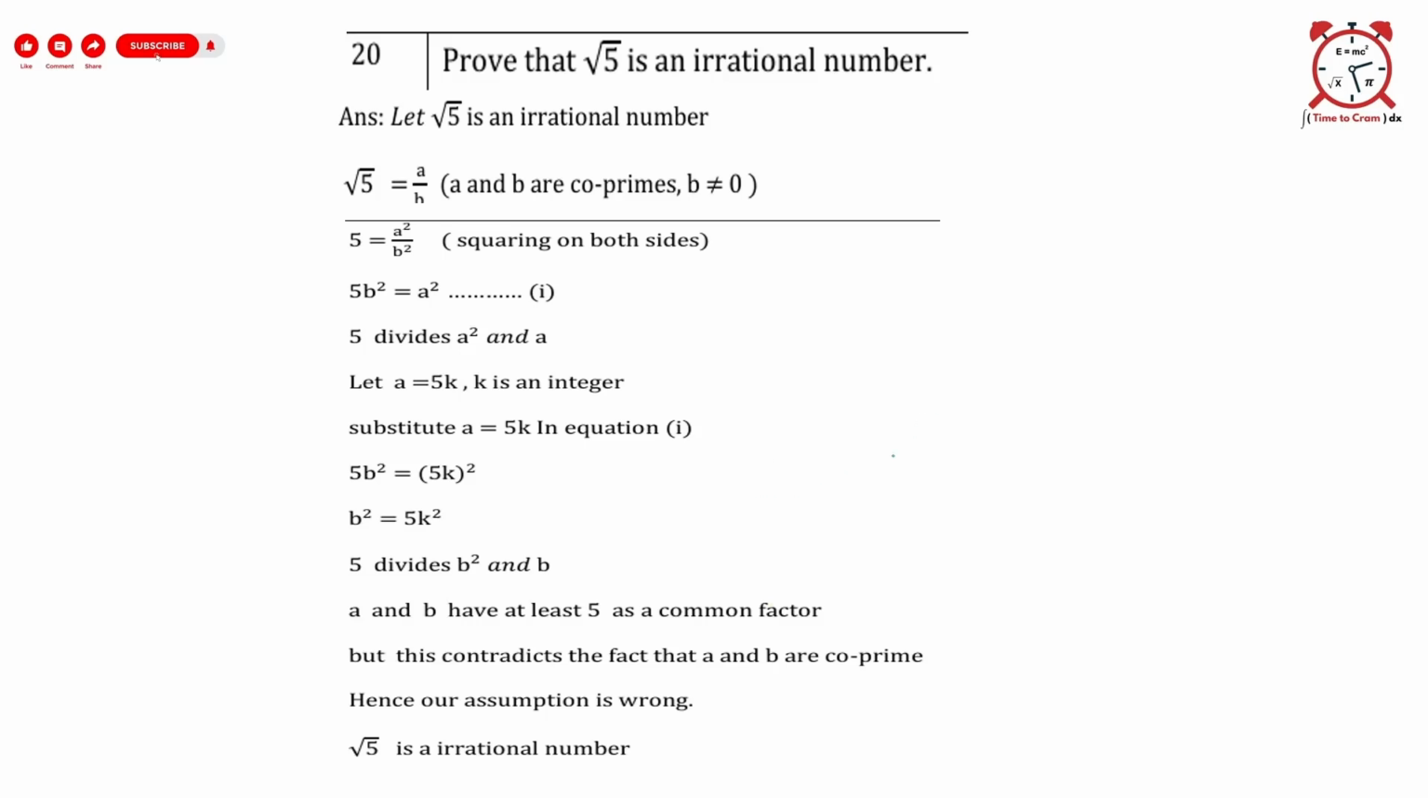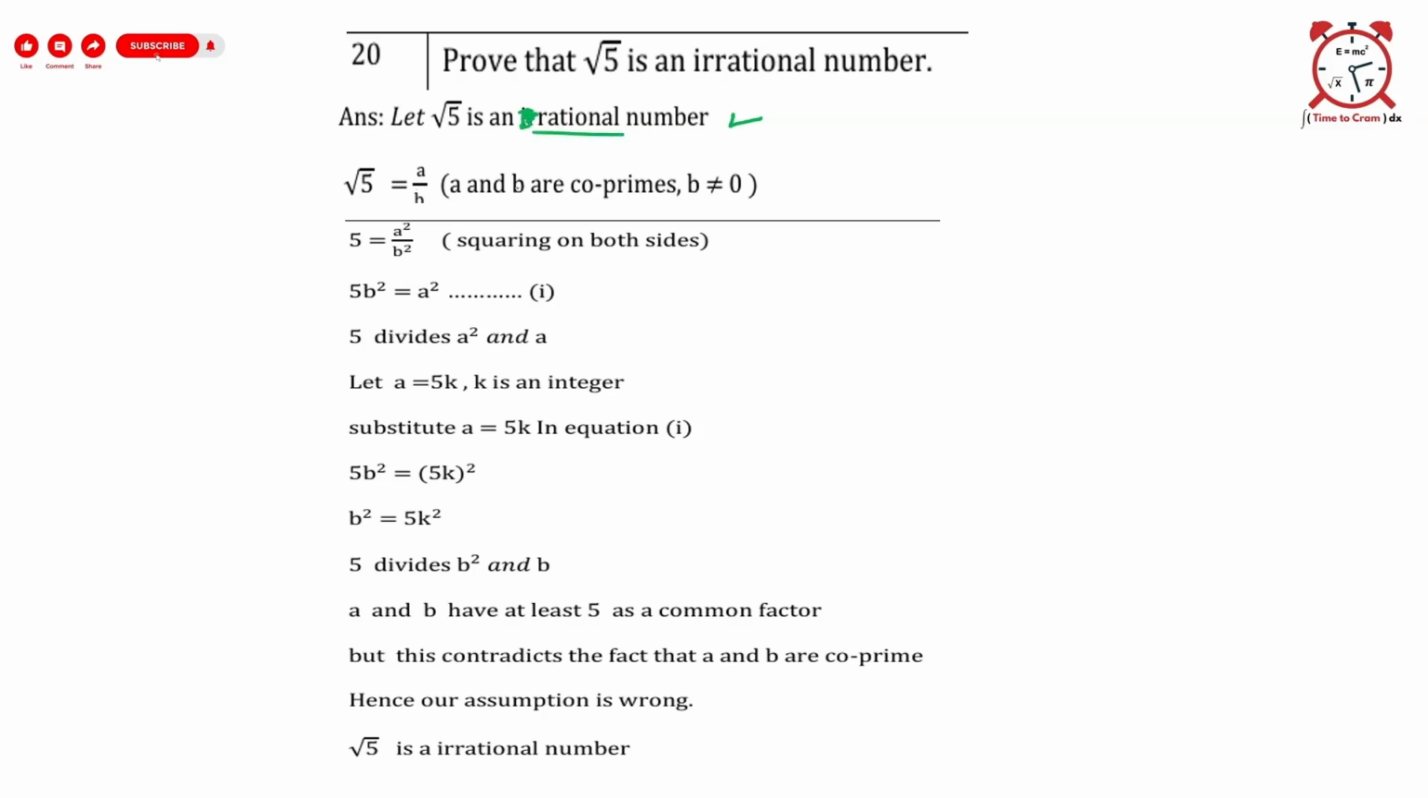Question number 20. This is a very important question. Prove that root 5 is an irrational number. To prove an irrational number, we will assume it is a rational number. So this is our assumption. Let root 5 be a rational number. By mistake it is written irrational, so we will cut this here. Let root 5 be a rational number.